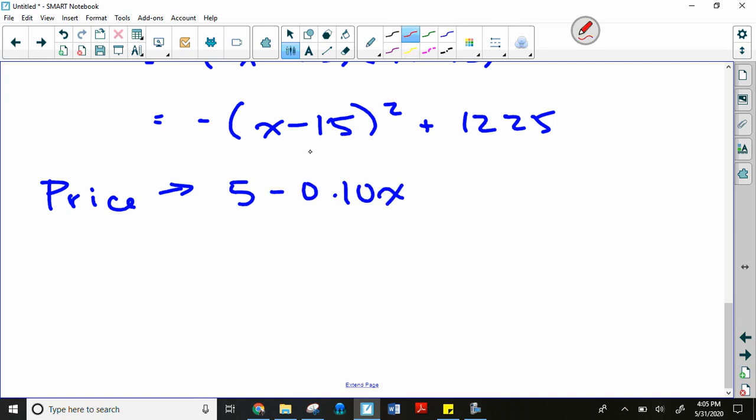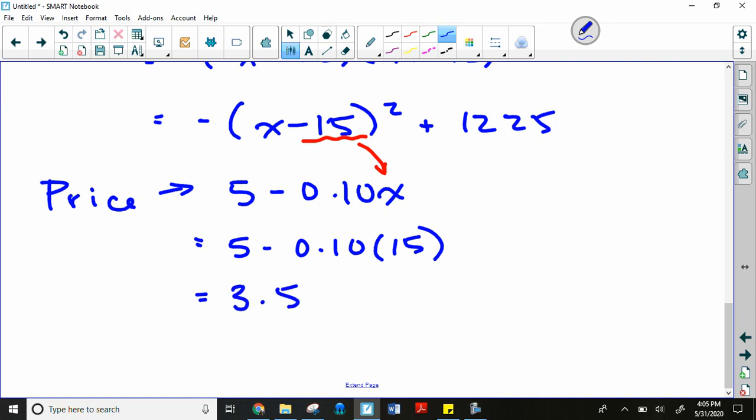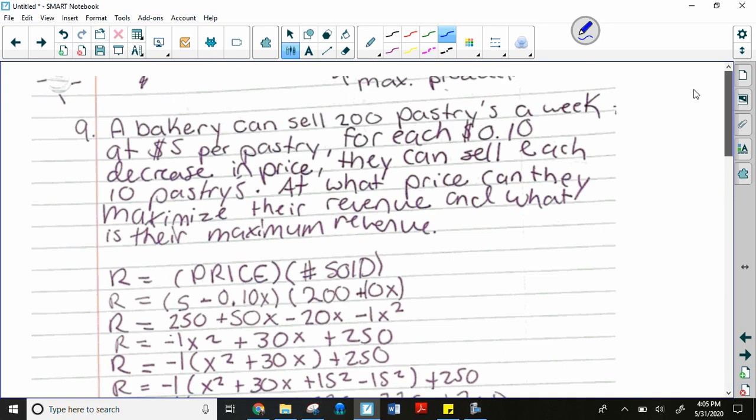We're going to take this x value, the opposite of what we see in the bracket, and we're going to replace it in there to find out what our price is. So 5 minus 0.10 multiplied by the 15. Let's just plunk that into a calculator. Times 15 gives us 3.5. So if you were to sell, what are we selling? This is how I do math. Pastries.